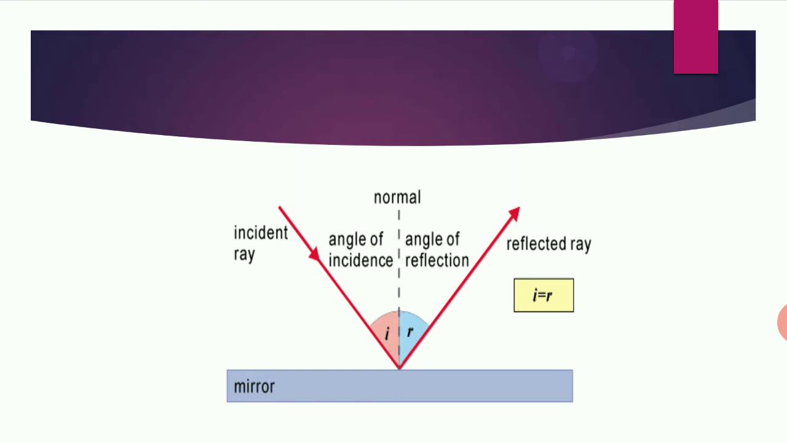Normal. This is the normal. It is a line drawn perpendicular to the mirror at the point of incidence of the light. Now, angle of incidence. The angle between the incident ray and the normal is called the angle of incidence. Similarly, angle of reflection. The angle between the reflected ray and the normal is called the angle of reflection. Angle of incidence is denoted by the letter I and angle of reflection is denoted by the letter R.